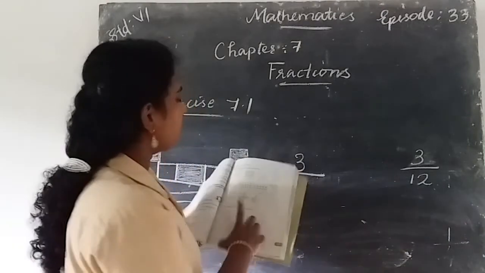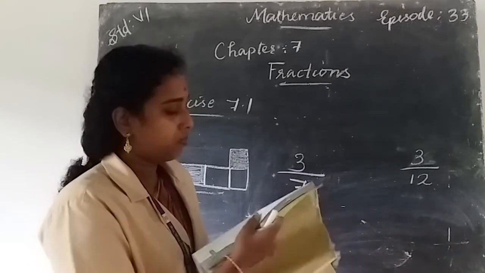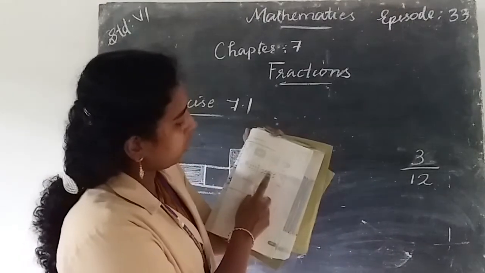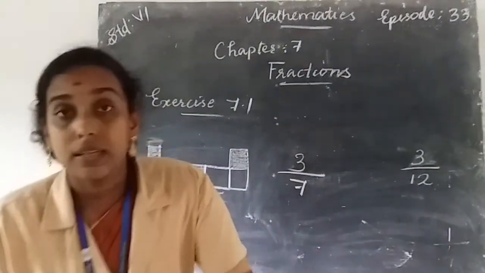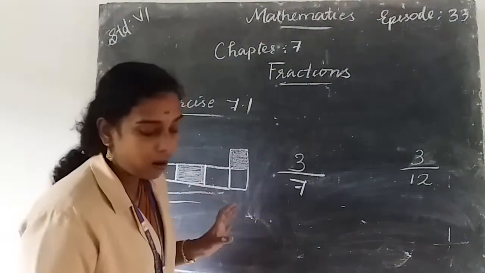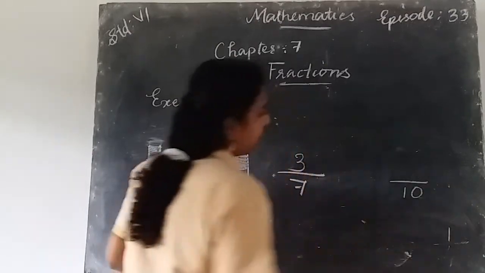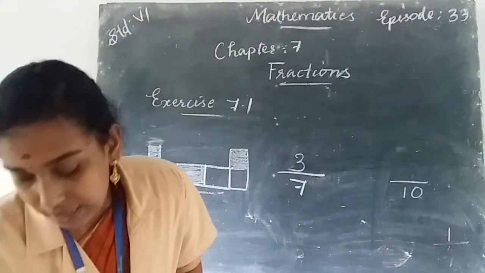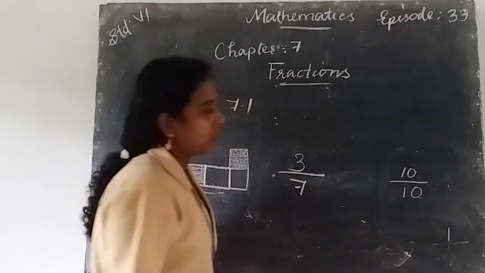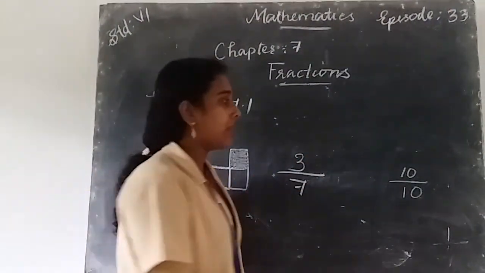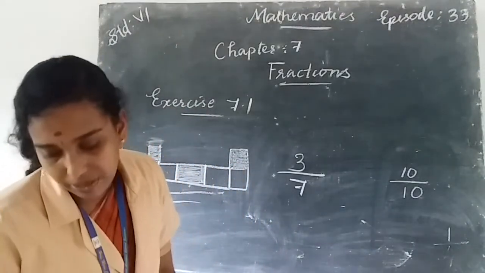here pictures of some pencils are given, and how many pencils are there? 1, 2, 3, 4, 5, 6, 7, 8, 9, 10. Here the total number of pencils, or the whole, is equally divided into 10 equal parts. So write 10 as the denominator, and here all 10 pencils are shaded. So write 10 as the numerator. So we get 10 by 10, and 10 by 10 is equal to 1, and the fraction is 10 by 10.